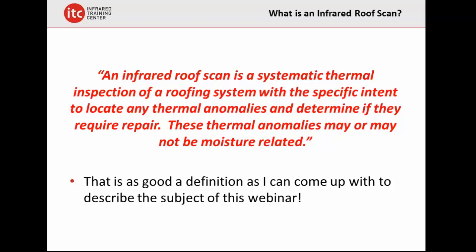Here's a statement that really defines what an infrared roof scan is. An infrared roof scan is a systematic thermal inspection of a roofing system with a specific intent to locate any thermal anomalies and determine if they require repair. These thermal anomalies may or may not be moisture related.